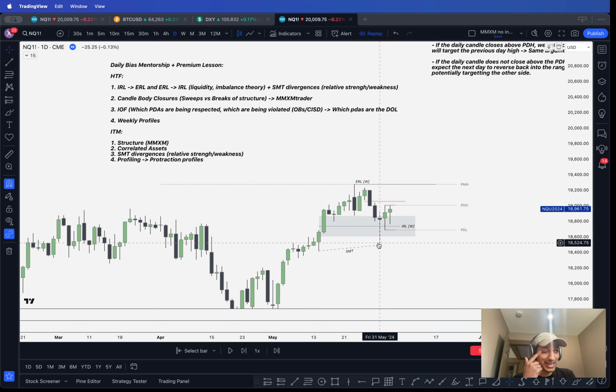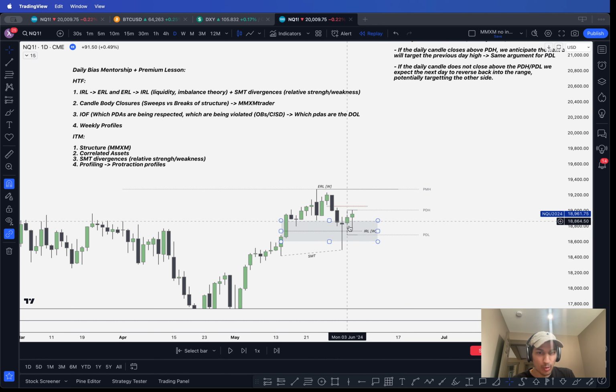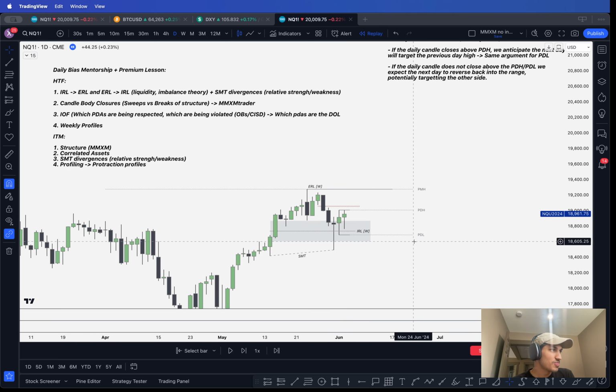So we have a weekly higher time frame inefficiency, buy side imbalance, sell side inefficiency. And in addition to that weekly imbalance, we have the SMT. And now we've created a range. We also have a premium daily array above us. And we've created this Monday's range and we put in equal highs.